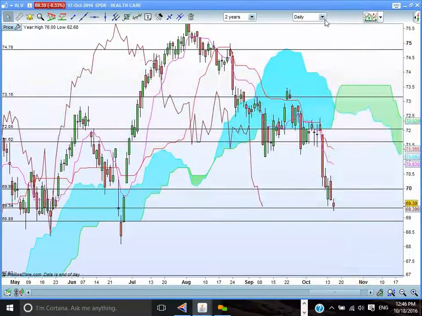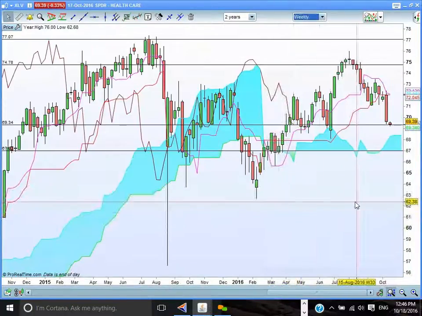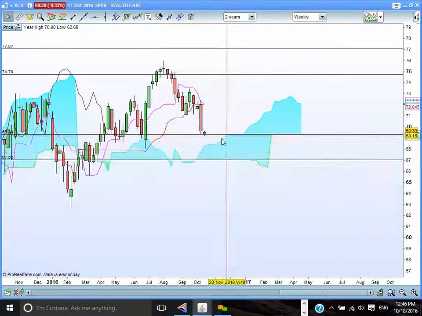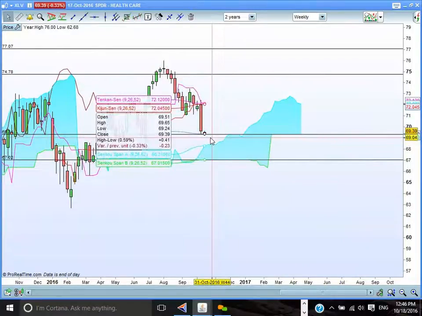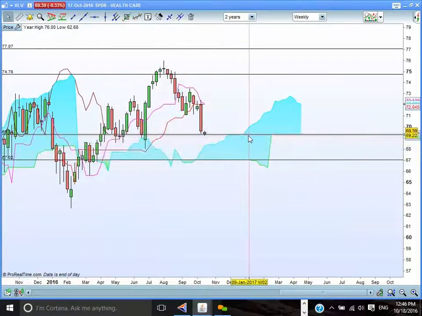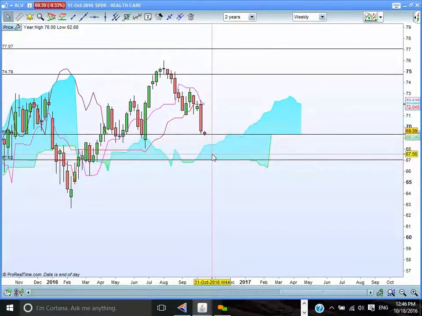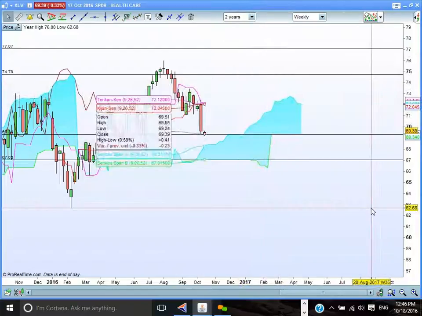And where do we see weekly? Fantastic. Watch out for this level. It's a very significant weekly support area. So what we might see is a dip back down to here at the 67, 68 zone, and that would be a nice entry point for the year-end rally.